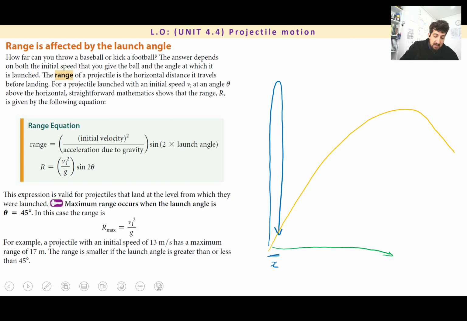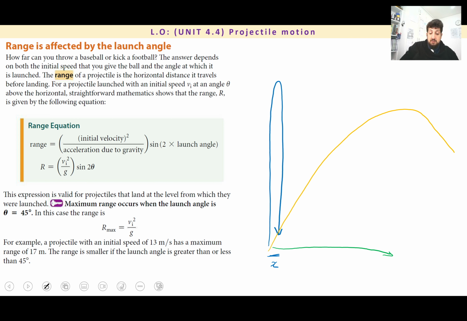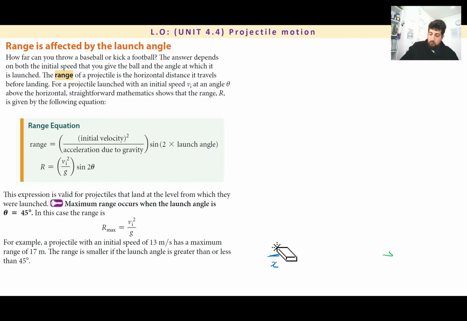Now, depending on the angle, it's going to travel further or closer. And it turns out the best angle to kick the ball or launch a projectile to travel the longest distance is going to be 45 degrees. Why is that? Well, I'll show you on the next page.